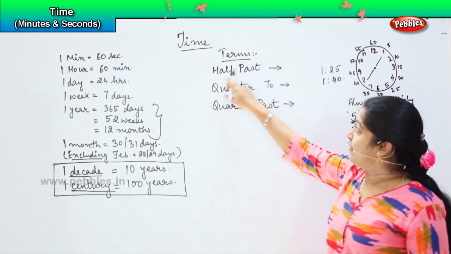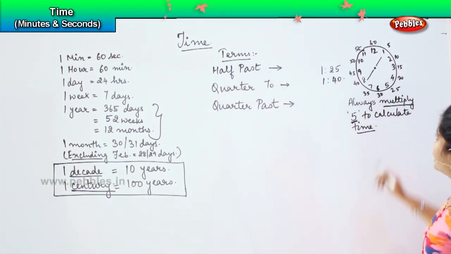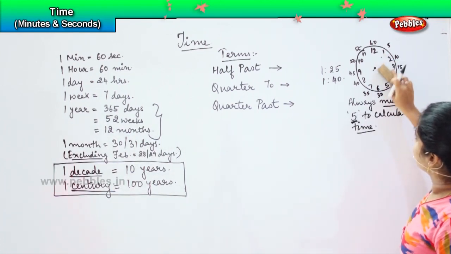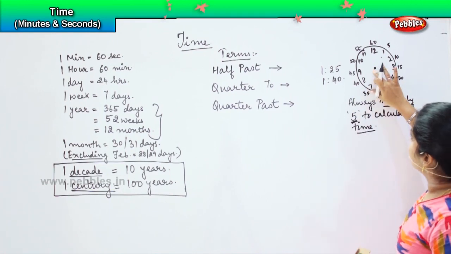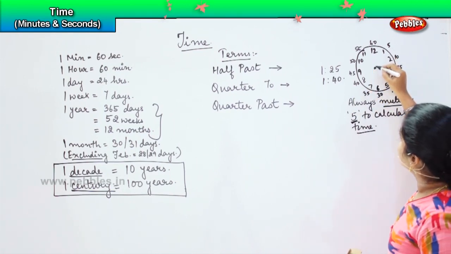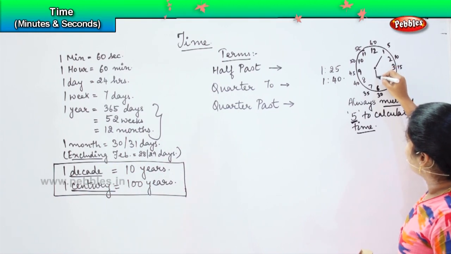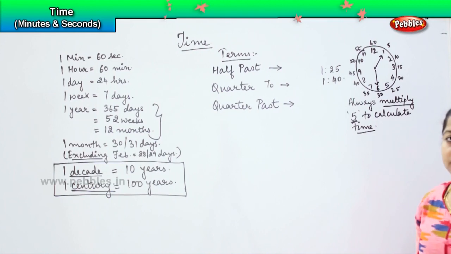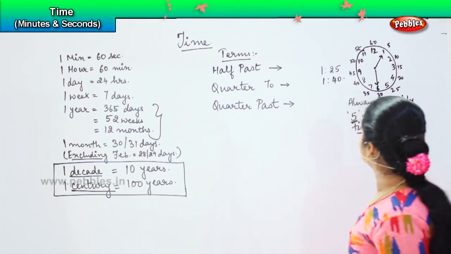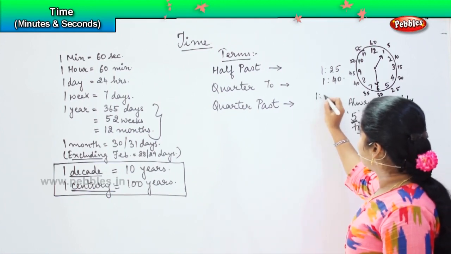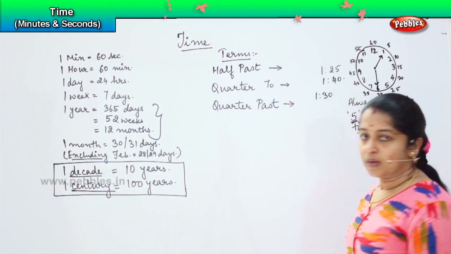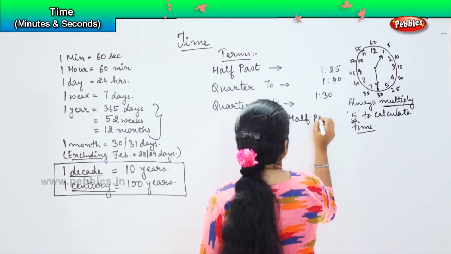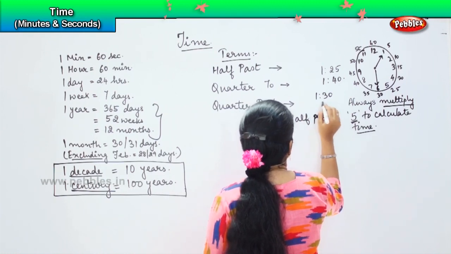So when they say half past, it means that whatever is the value given in 6, that is called half past. Okay. Now the same example here, assume that your minutes needle is in 6 and your hour needle is in 1. So how will you say this, children? This you can say as 1:30. You can also say this as half past 1.